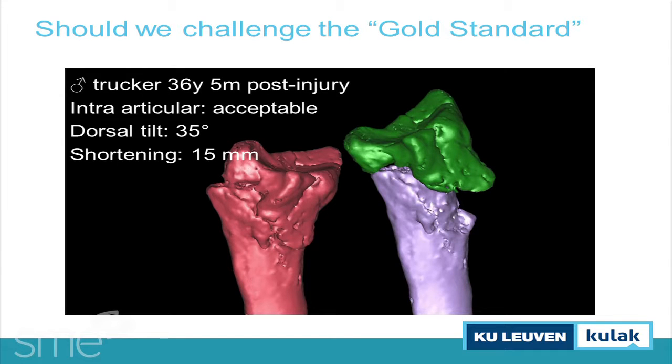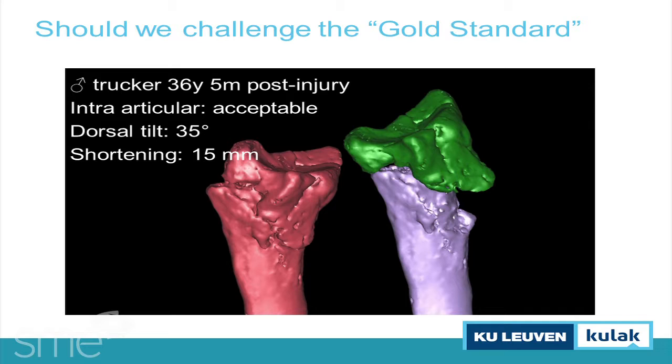This was a patient that walked into the office, 36-year-old, 5 months post-injury, fell from his truck, had a devastating distal radius fracture, was treated, but he had 35 degrees of dorsal tilt and 15 millimeters of shortening. Now, this is a fairly simple intra-articular problem. Intra-articular, you don't need to do anything, but extra-articular, there is a gross deformation. And he had no function, and he had a lot of pain.